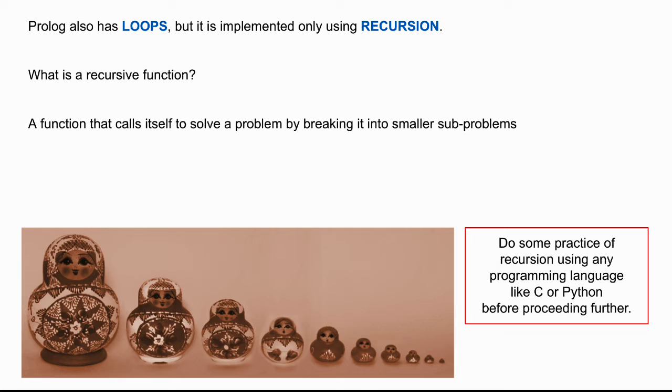In C or Python, again, there is a for loop, there is a while loop, and there are ways of implementing loops. But in Prolog, there is only one way of implementing a loop, and that is through recursion. A recursive function is basically a function that calls itself to solve a problem, and it does that by breaking the problem into smaller sub-problems.